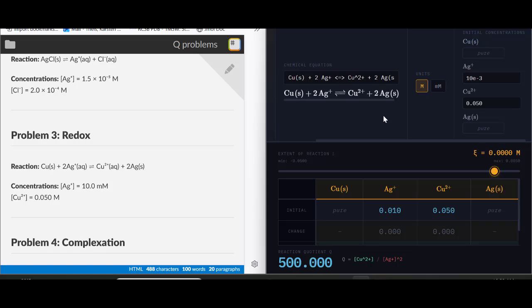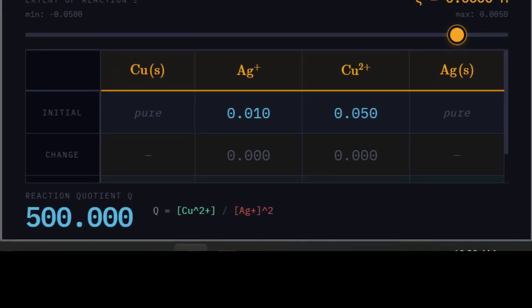Okay, and the answer is 500. What do I have to do? I have to take the copper concentration, which is the product, right? The copper ion concentration, drop the molar, and there's only 1 of these coppers, so that's it. And then divide by all the reactants. I have 2 silver ions, so I have to take the silver ions squared.